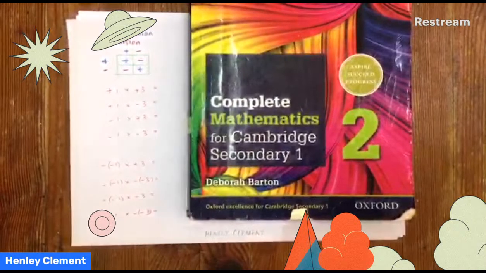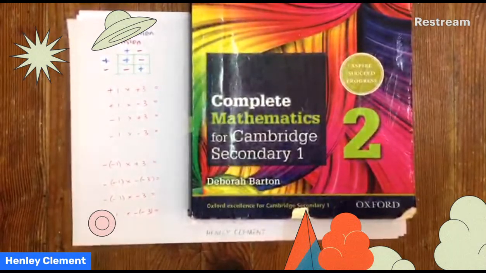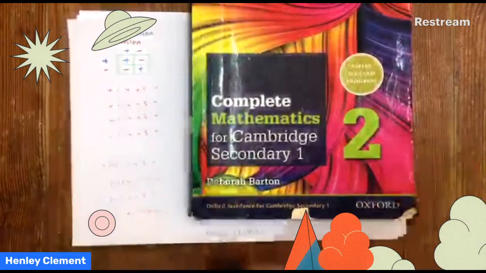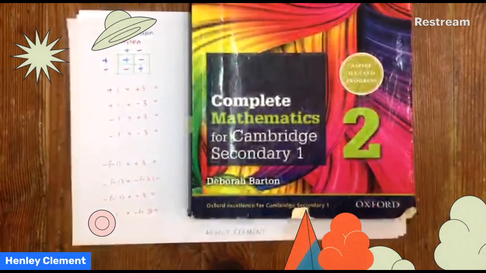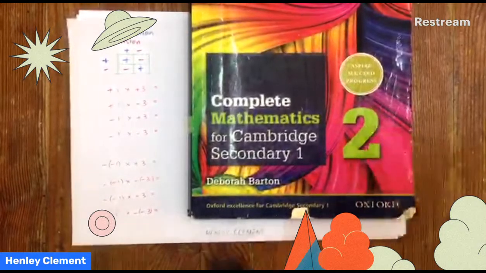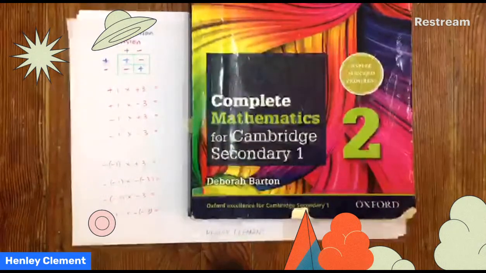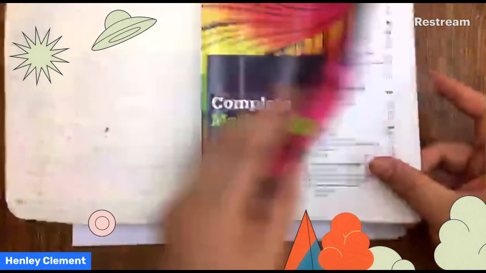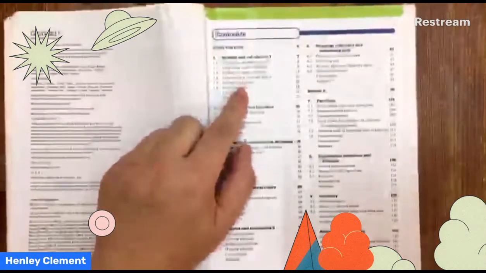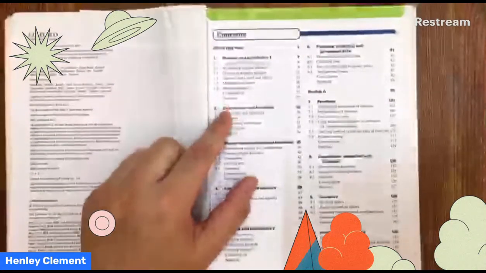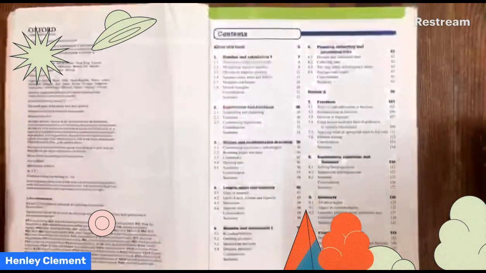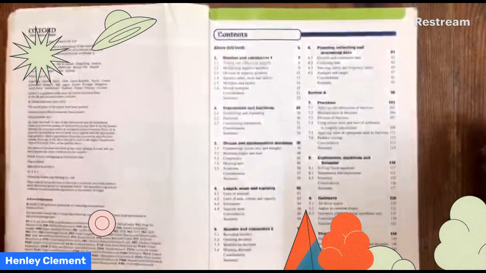Okay. So today, Mr. Handy Clement will try to share a concept with you from this book, Oxford Cambridge Checkpoint and Beyond, Complete Mathematics for Cambridge Secondary 1. This 2 means year 2 in the KS3, which is year 8 also. So it's year 8, chapter 1, okay? So we are going to learn about this chapter, which is number and calculation. I won't do it all. I'll pick out the most important things and use some strategy to share with you so that you can get the whole idea of it.